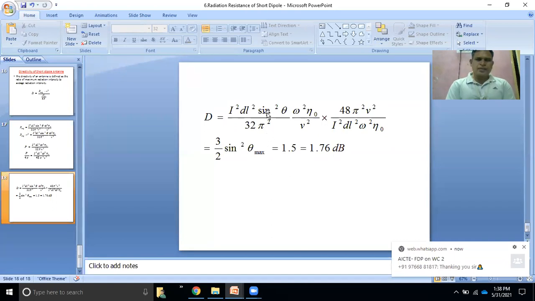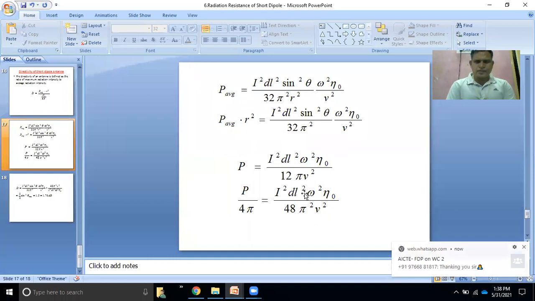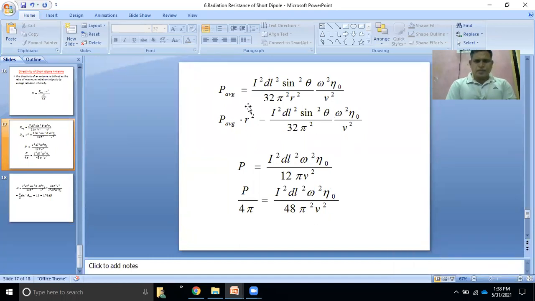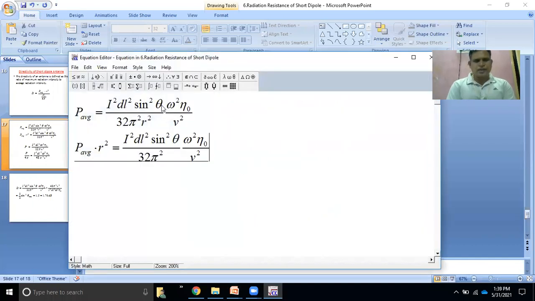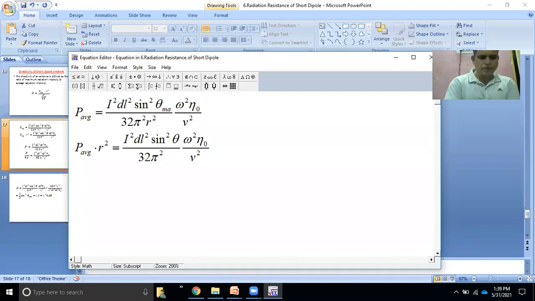Here this is the maximum radiation intensity. For the maximum radiation intensity, the average power multiplied by R square gives the maximum radiation intensity. That's why theta also has to be at its maximum. What is the maximum value of sine square theta? This value is 1.